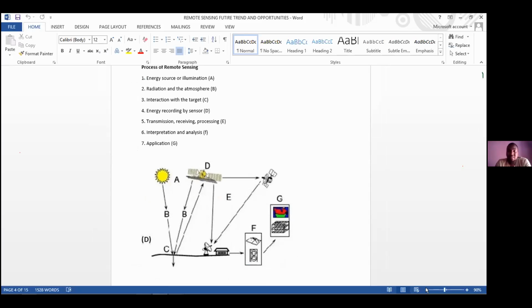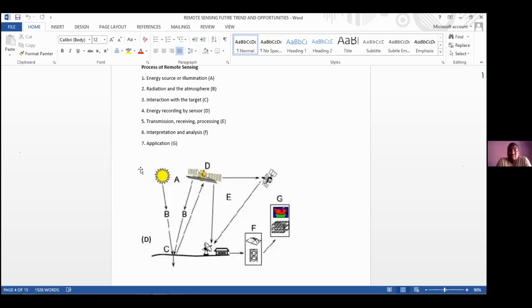There are usually 7 steps in remote sensing. And I've also prepared a diagram so that you can understand. So the first step of remote sensing, we have the energy source, which is the sun, which is point A. As you can see here, we have the sun. As I said, there are two types of remote sensing. We have the passive and active. This is a perfect example of passive remote sensing, where the remote sensing system is dependent on the sun. Because without the sun, we cannot have that energy. So we have the sun, which provides the energy, the radiation.